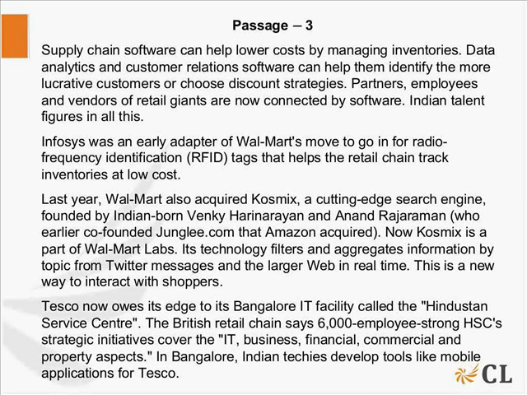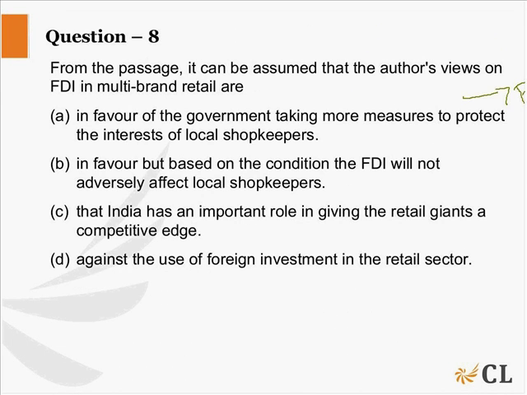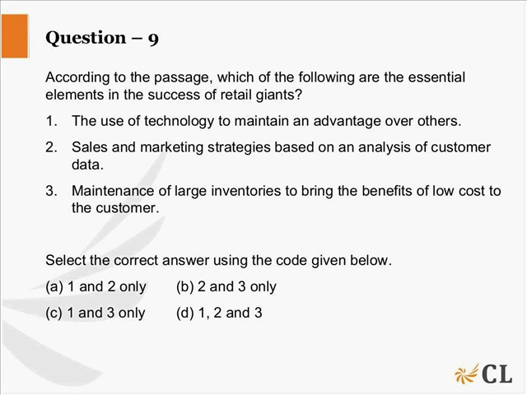Supply chain software can help lower costs by managing inventories. I'm reading from the middle, okay? Here we are talking about a technological advantage, that supply chain software can help lower costs by managing inventories. Data analytics and customer relation software can help them. So definitely technology is helping some giants, the people who are doing well in the space. So statement 1 in question number 9 comes out very, very clearly: the use of technology to maintain an advantage over others.